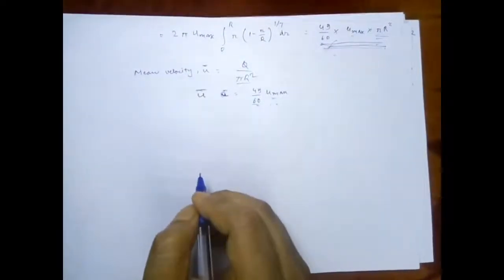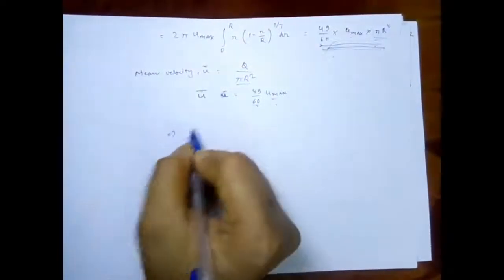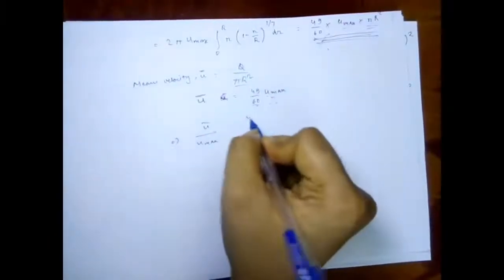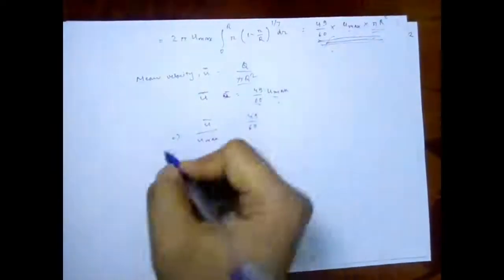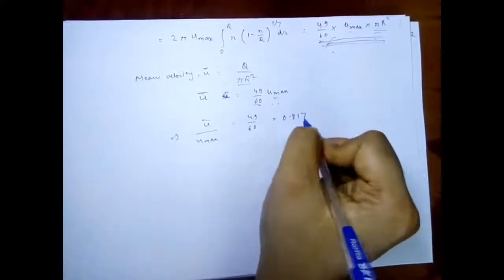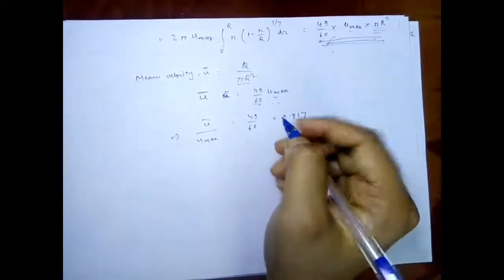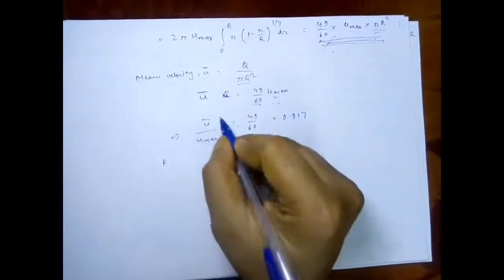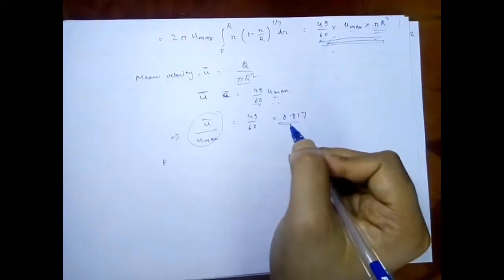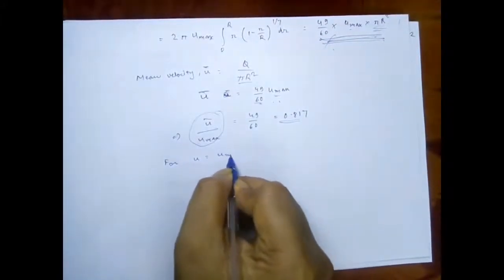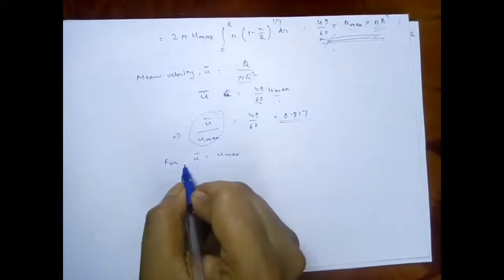So from this I can write u bar upon u max is equal to 49 by 60, right? Just putting u max on this side, and that is equal to 0.817. And so this is our value or the ratio of u bar with u max, that is mean velocity with the max velocity.